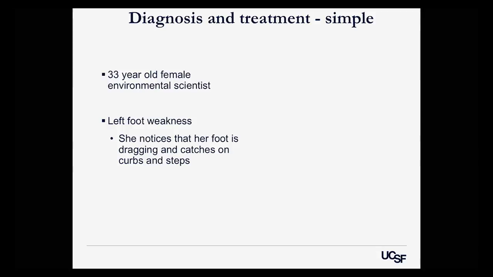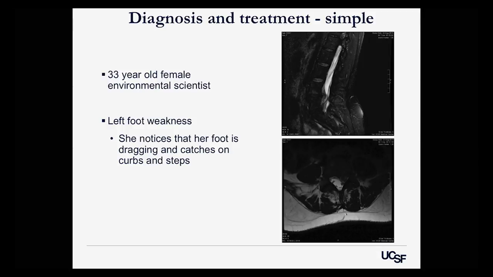The first one is a 33-year-old female. She's an environmental scientist and came into the emergency room because she noticed that her left foot was weak. Her foot was dragging and actually would catch on curbs and stairs. And this was her MRI scan. What jumps out compared to the normal MRIs that I just showed is a very large herniated disc here. So bulging of this disc backwards and pressing on the nerves. And it is located on the left side, so it's pushing on a nerve that could result in foot weakness.